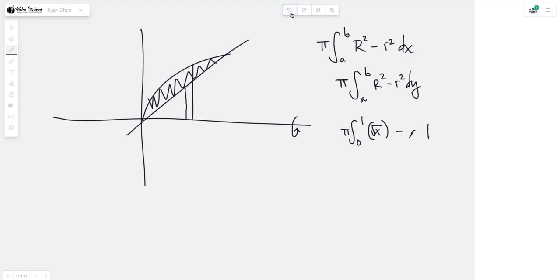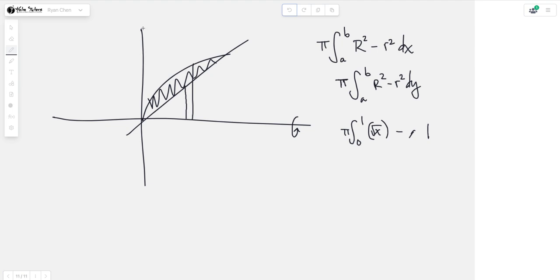What if it's more sophisticated than this? The most important thing to keep in mind is to draw your big R and little r from the axis of rotation. That seems pretty obvious, but do it. Draw them from the axis of rotation, and the first function you encounter is little r, and the second function you encounter is big R.